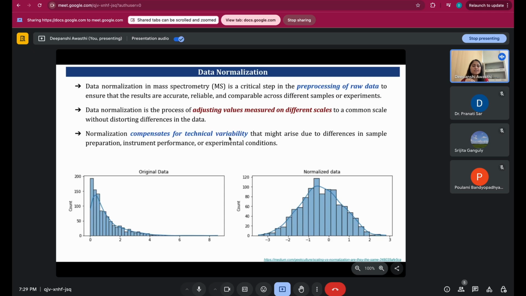And it also compensates for the technical variability which might have arisen due to differences in sample preparation and instruments. So that's why data normalization is used in batch correction, because it is removing the technical variability.